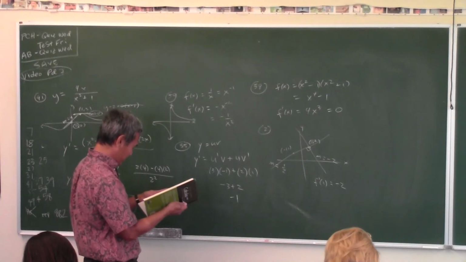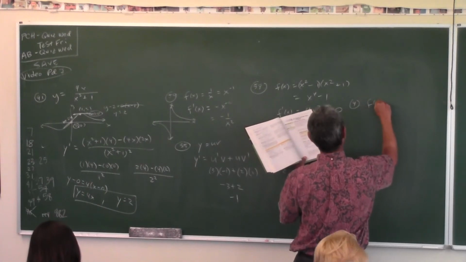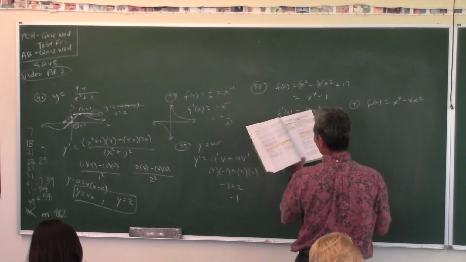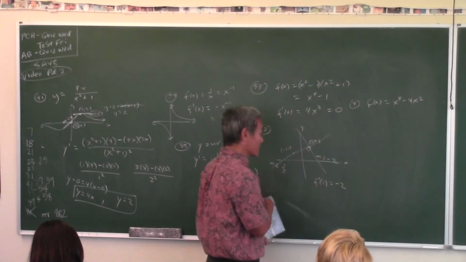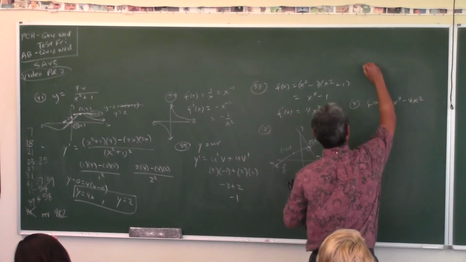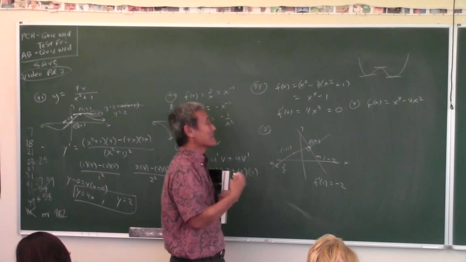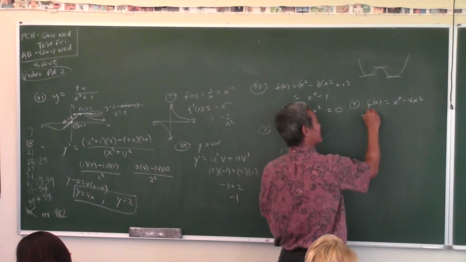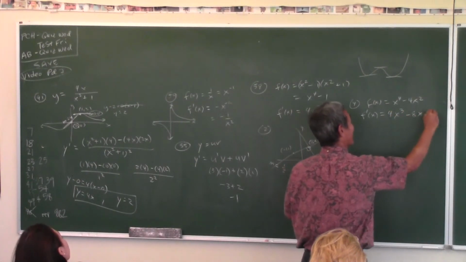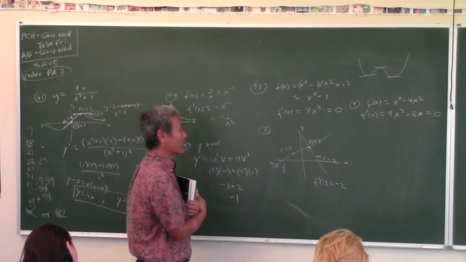Number 4. f of x is equal to x to the 4th minus 4x squared. Find all the points where there's a horizontal tangent. Okay, so this problem is on the quiz tomorrow. Now this is a 4th power equation. The graph could look something like that. So there could be 3 places where there's a horizontal tangent. But it doesn't matter. You don't even have to know that. Just take the derivative, which is 4x cubed minus 8x. That's easy. And then I want to know when is the slope equal to 0. Solve that equation. That's all you got to do.